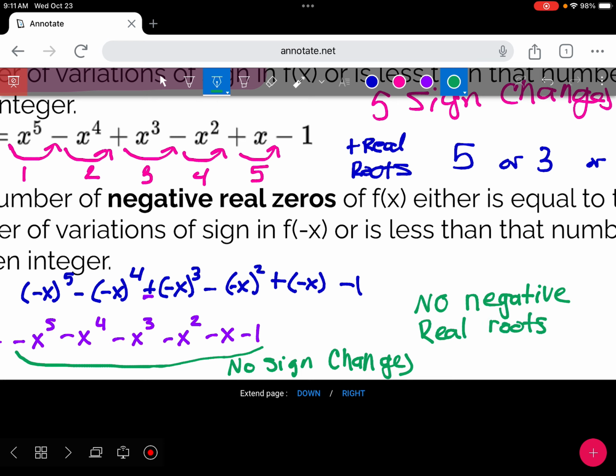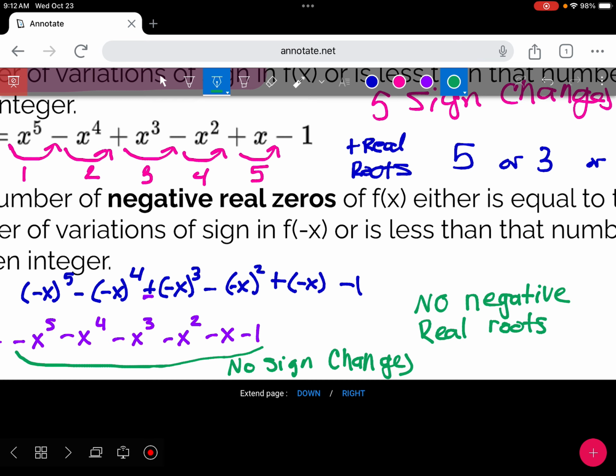Because there are no sign changes on the opposite of x, we have no negative real roots. So this is going to come into play when we start looking at finding our real roots, because we're going to wind up with lists of options, and this will help narrow down how many of them we have to look for.